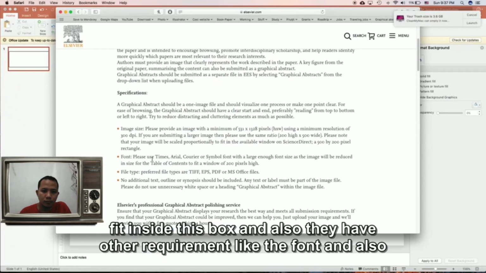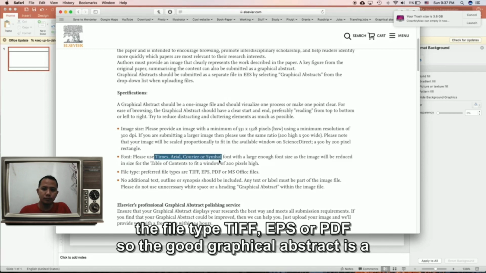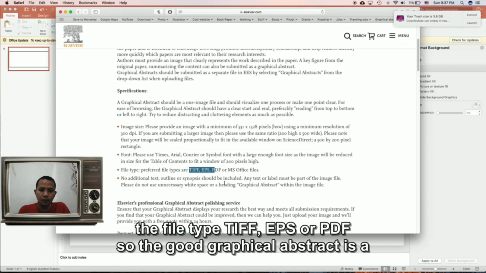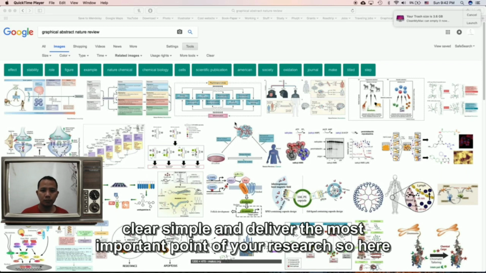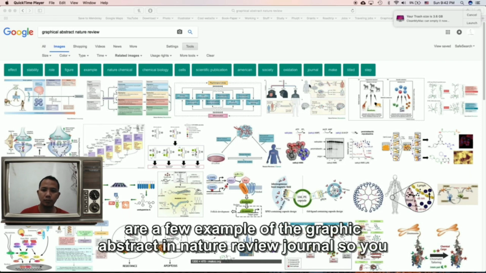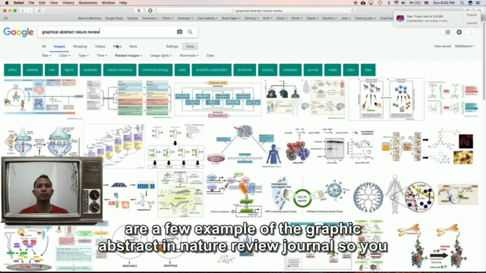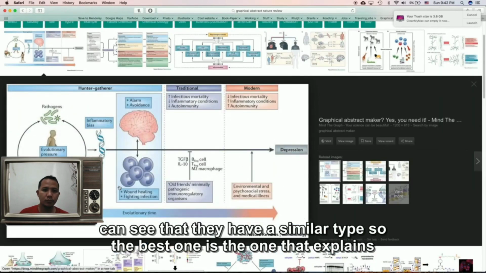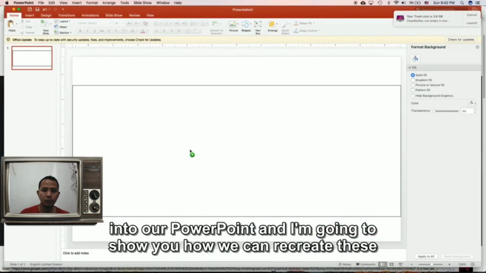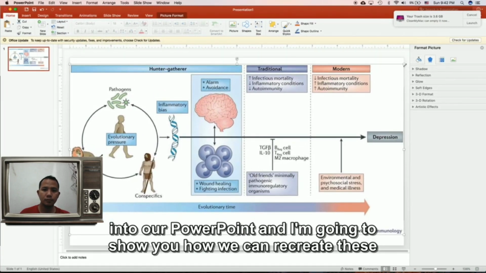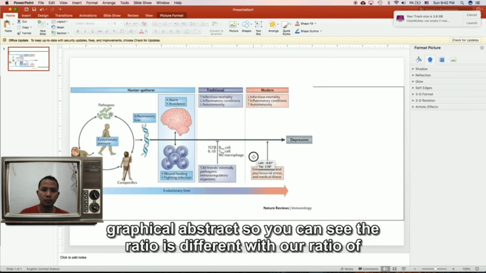And also they have other requirements like the font and also the file type like TIFF, EPS or PDF. So the good graphical abstract is clear, simple, and deliver the most important point of your research. So here are a few examples of the graphical abstract in Nature Review Journal. So you can see that they have a similar type. So the best one is the one that explains the relationship of different factors like this. So I'm gonna add this picture into our PowerPoint, and I'm gonna show you how we can recreate this graphical abstract.